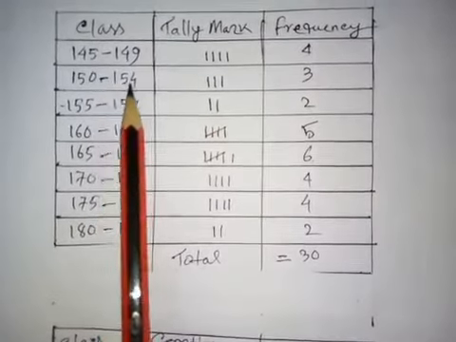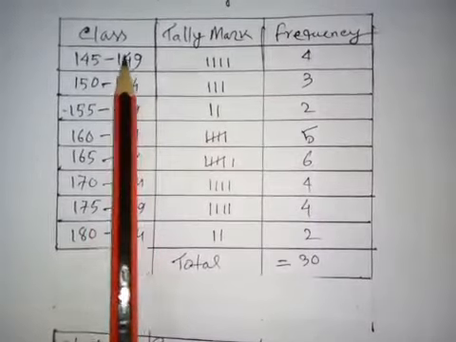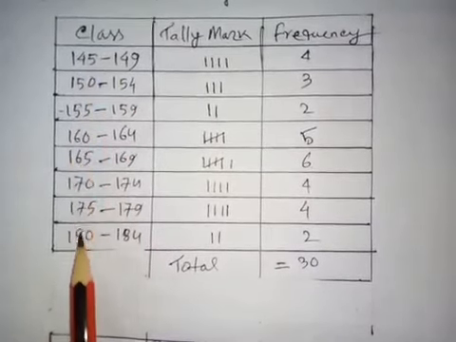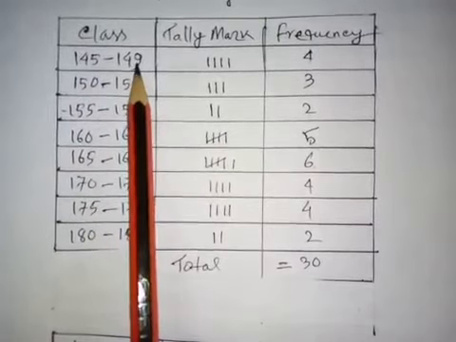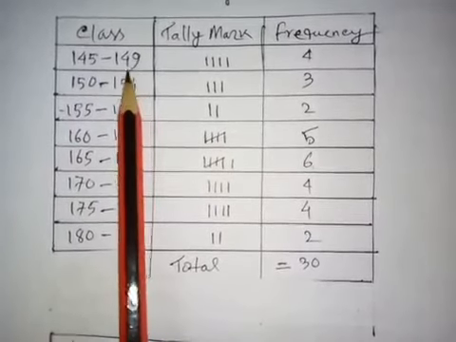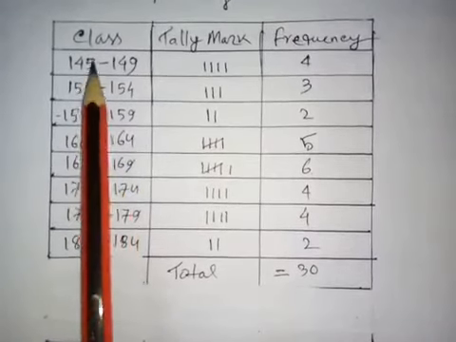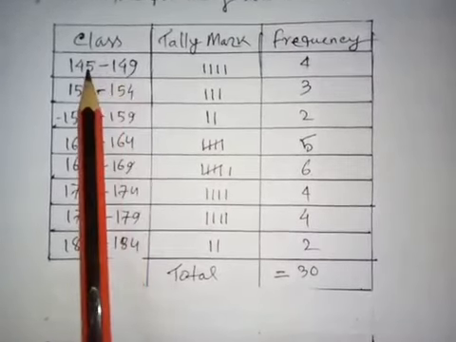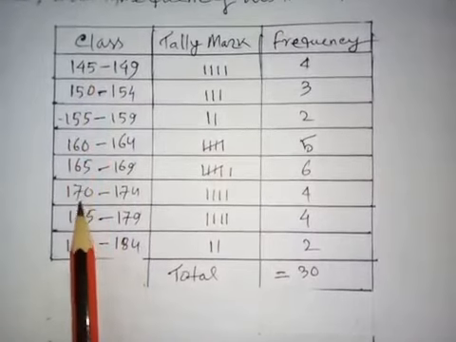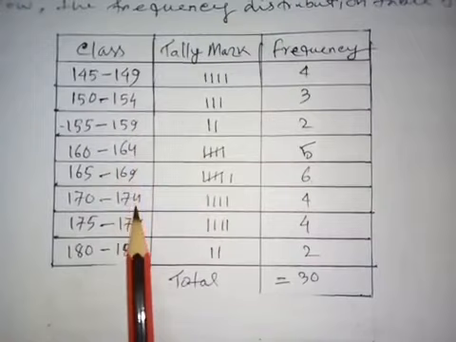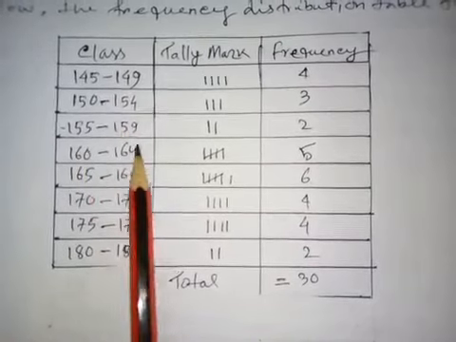But there is another way to get the classes. Look, after getting the first class, if you add 5 to this lower limit, then you will get all the lower limits here. And if you add 5 to the higher limit of the class, you will get all the higher limits of each and every class. So using this method, after getting the first class, add 5 to the lower limit to get the lower limits of the classes, add 5 to the higher limit, then you will get the higher limits of the classes. So this is how you have to find out the classes.